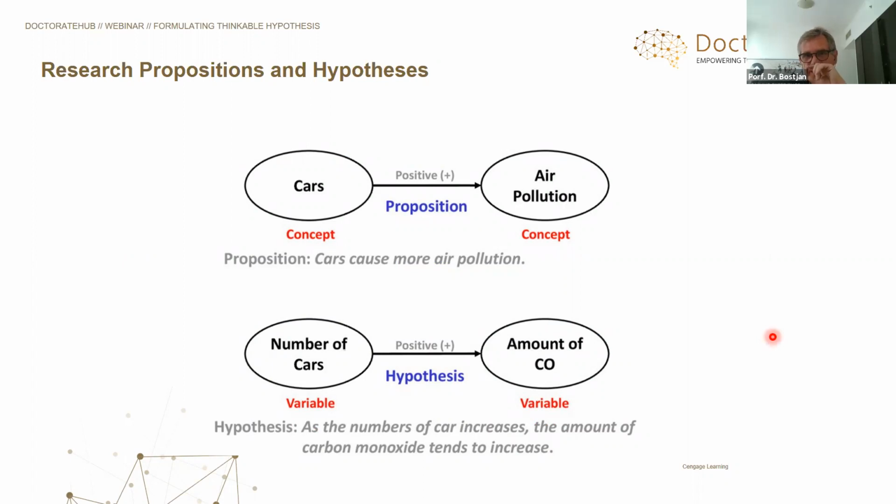And that's the last slide, which is actually once again kind of aggregating everything. Propositions, cars, and here as the number of cars increases, the amount of carbon monoxide increases. That would be kind of a clear hypothesis built upon a proposition.